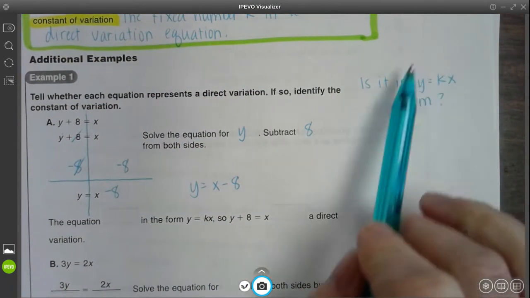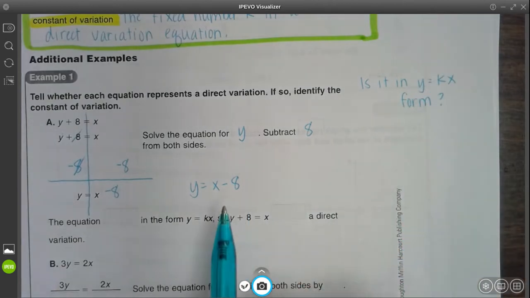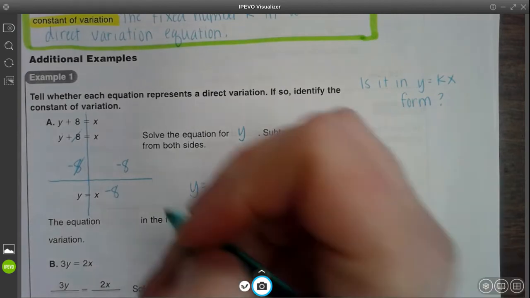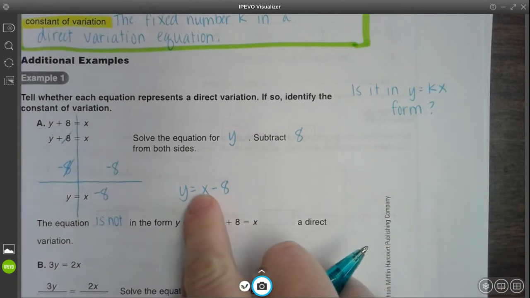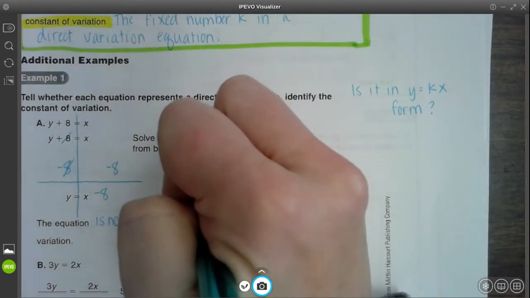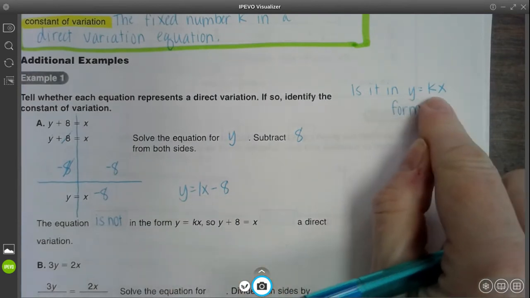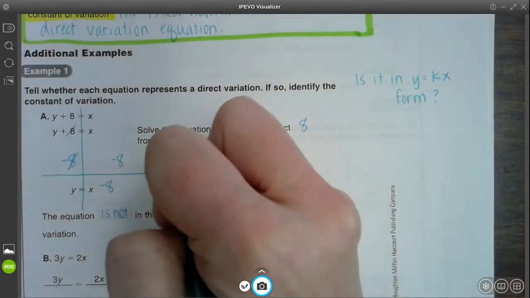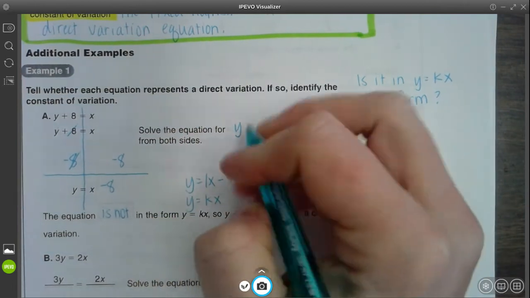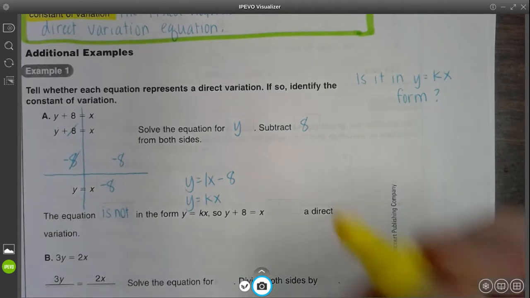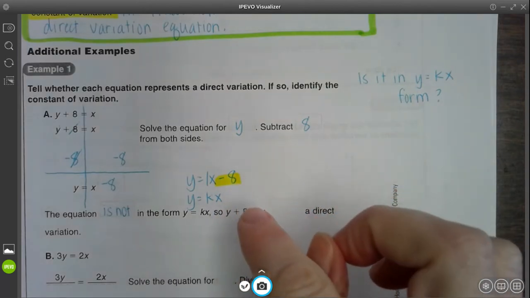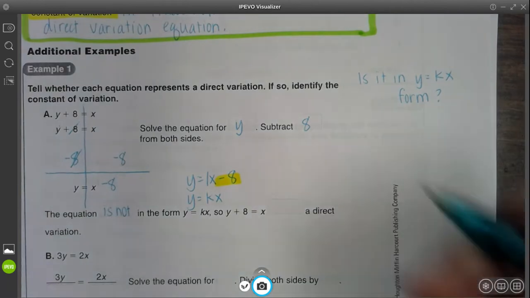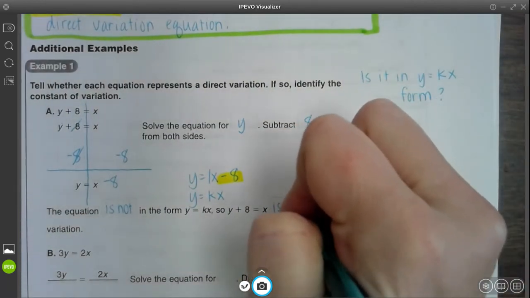So is this in the y equals k times x form? And the answer is no. And the reason why it's not is, is there some number multiplied by x? Well, technically there is. It's 1x. So it has the y equals k times x part. But this part right here, this minus 8, is my red flag that makes it not in that form. Okay, so if it's got a number added or subtracted on, it's not in that form. So this is not a direct variation.